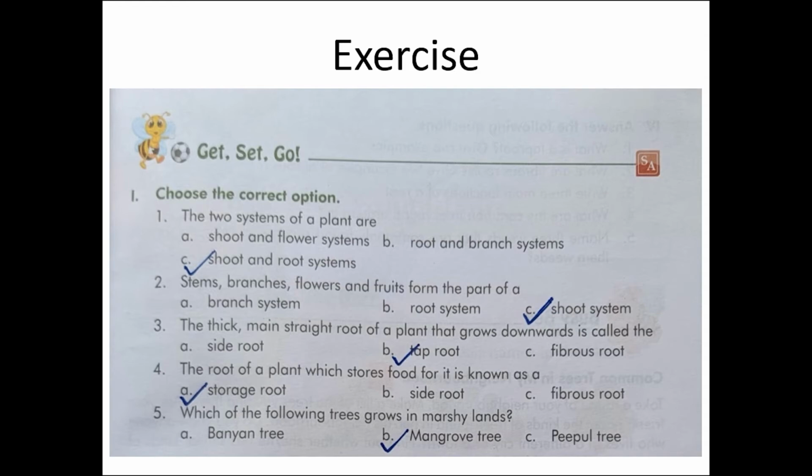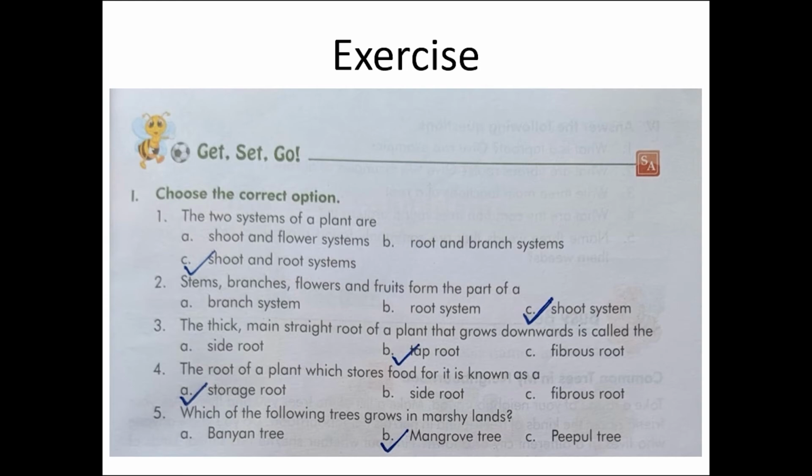Number 3, the thick main straight root of a plant that grows downwards is called the option A, side root, B, tap root, C, fibrous root. Correct option is option B, tap root.